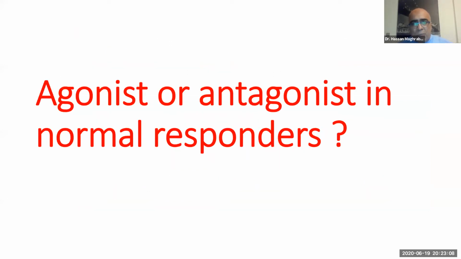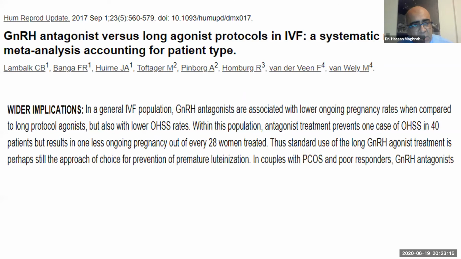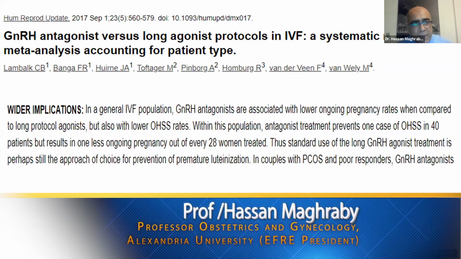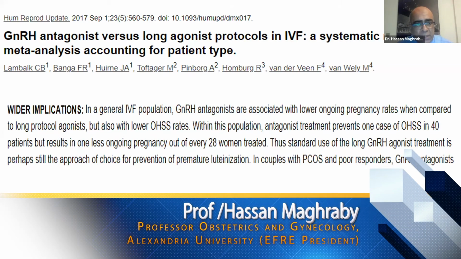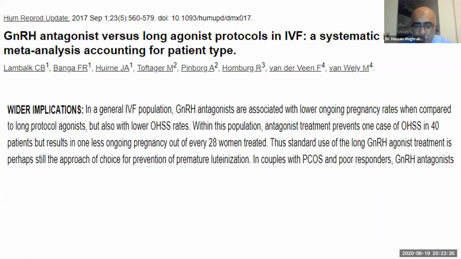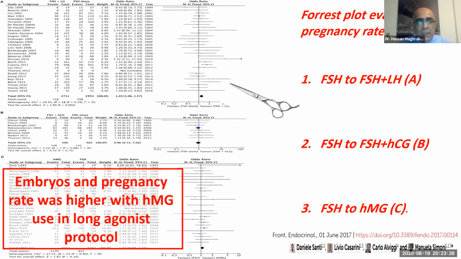The question of whether to use agonist or antagonist in normal responders will come in Professor Tamer's presentation. We all know the meta-analysis of Lambalk, which showed that in the general IVF population, possibly, and again I say possibly, a GnRH agonist long protocol is not a bad idea. And Santi in 2017, in the same year, showed that embryos and pregnancy rate were higher if HMG was used in long agonist protocol.